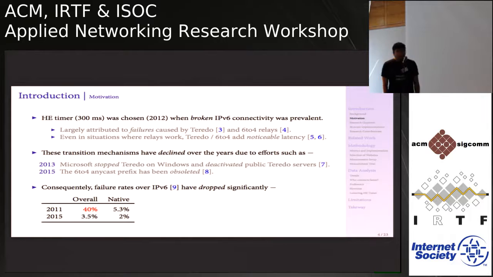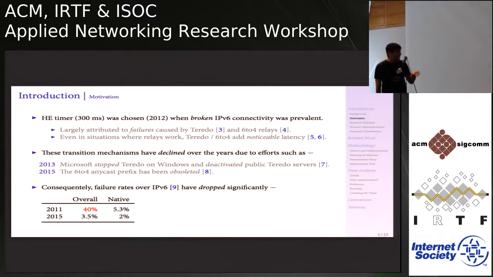As a result of all these efforts, the failure rates over v6 have considerably gone down. These are numbers taken from Geoff's talk from NANOG in January 2016. What you see is that back in 2011, the overall v6 failure rate was 40%, and it has gone down to less than 4% last year.